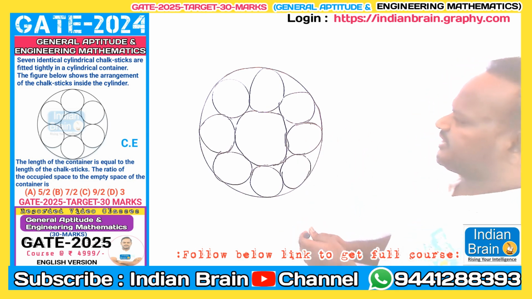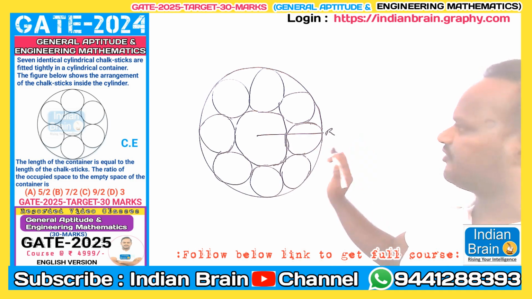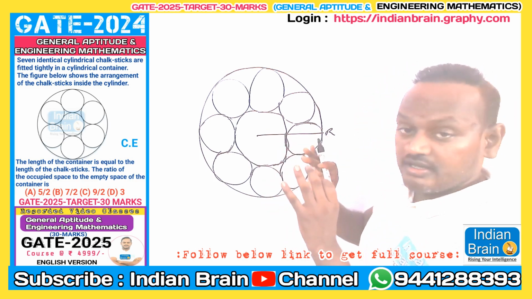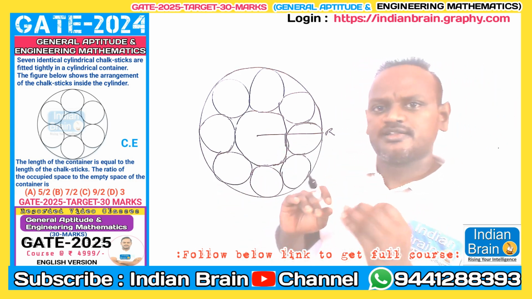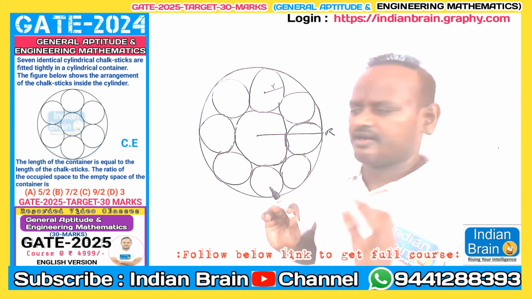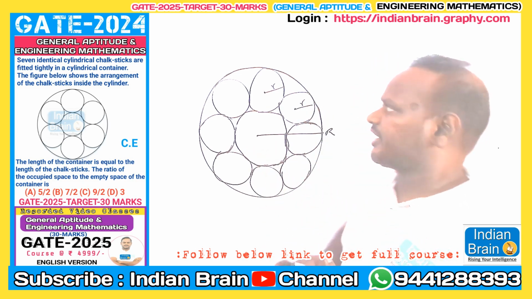Let us assume that the outer cylinder radius will be capital R, for your comfort only. Of course the inside cylinders will be identical. Identical means what? The radius will be the same for all. Let us assume that it's small r. The radius of each chalk will be small r only. But I need to go for the outer cylinder value.